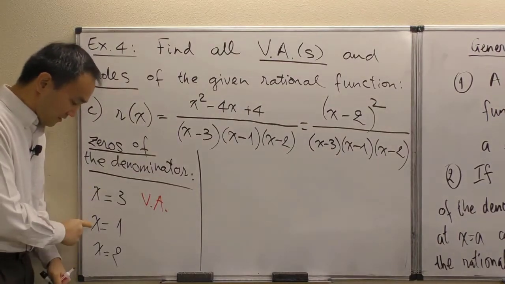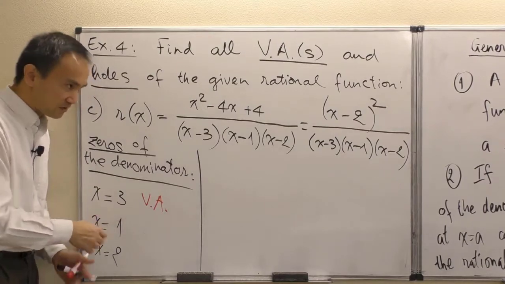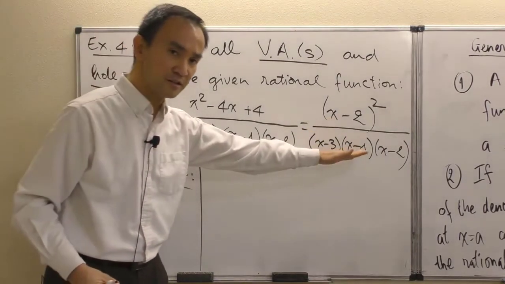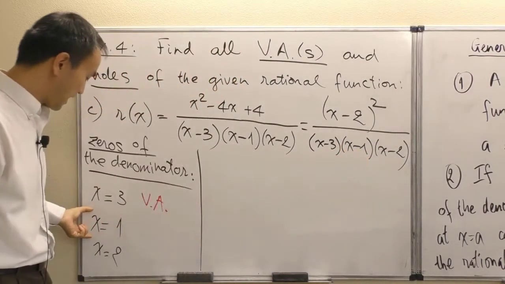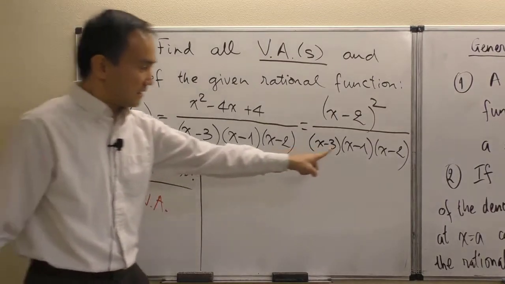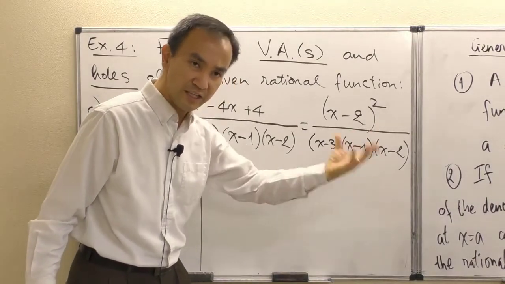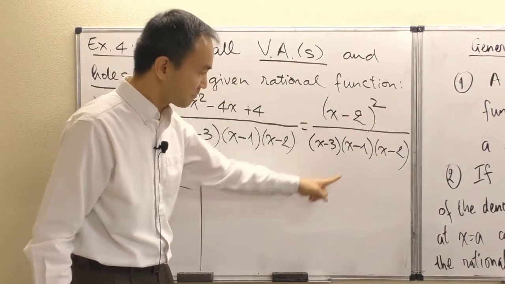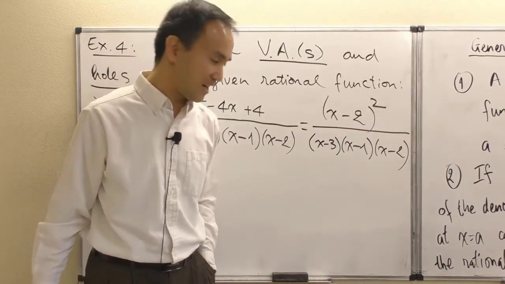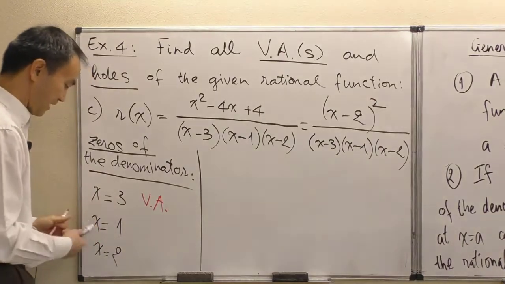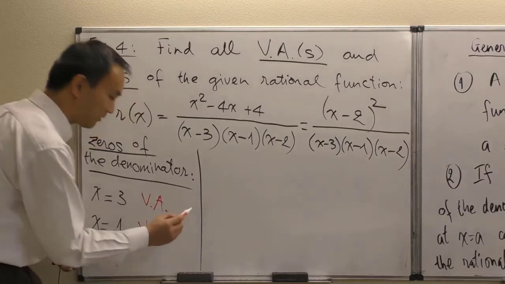So now let's move on to x equals 1. For this particular zero, the factor in the denominator corresponding to that is the x minus 1. This is the factor corresponding to x equals 1 as our zero. Now, with its multiplicity, can x minus 1 be canceled completely? Nope, because the only factor we found in the numerator is the x minus 2. So this zero at x equals 1 stays as a VA.